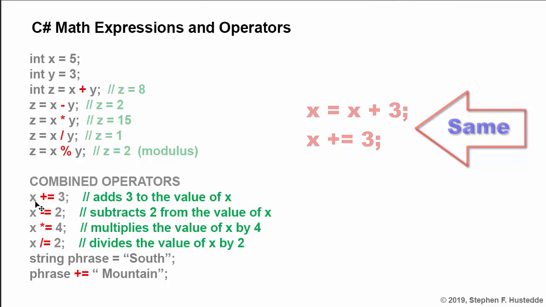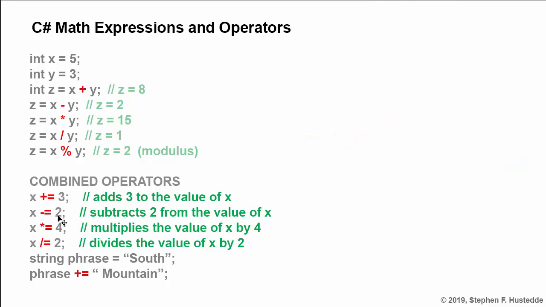to x. If I have a minus equals, it's going to subtract this value from x. X minus equals 2. X times equals 4, it's going to multiply x by the value of 4, whatever this value happens to be after the equal sign. And then x divided by 2 would divide x by 2 or cut it in half. We can also use the modulus operation as well. So we could reassign the value of x to be just the remainder after some integer division.